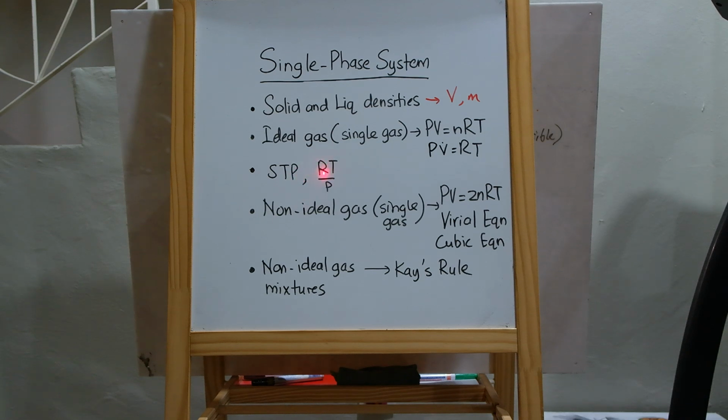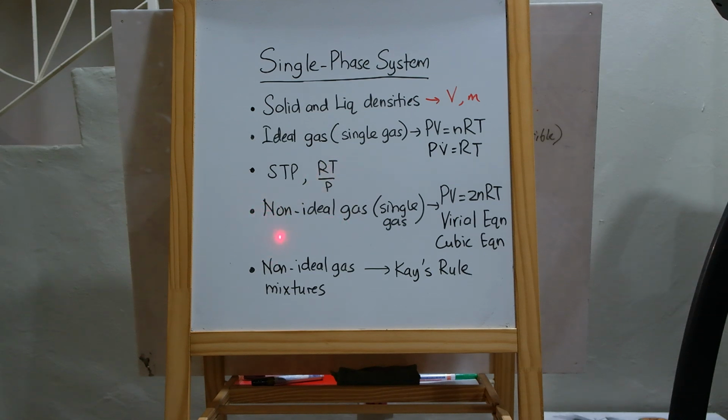And then if we would like to determine whether our estimation of the ideal gas is correct or not, we will look into the RT divided by P information, so we can determine whether the calculation based on ideal gas is correct, or actually we have to use non-ideal gas calculation.